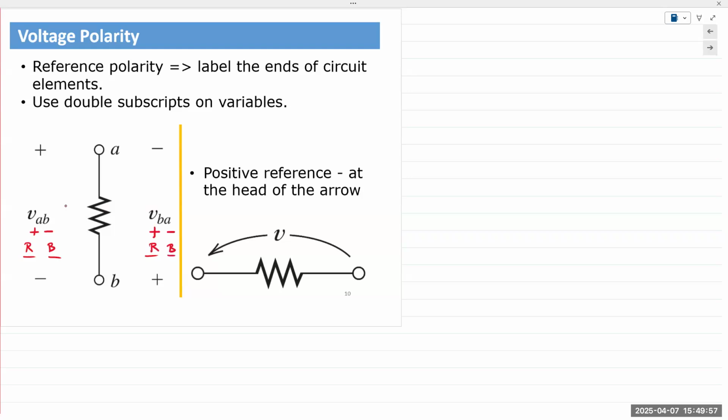Two subscript notation. VBA, sorry. VAB is equal to minus VBA. And VBA is equal to minus VAB. The magnitude does not change. Okay, magnitude, meaning the difference between A and B is not changing. The only thing that is changing is your reference point.